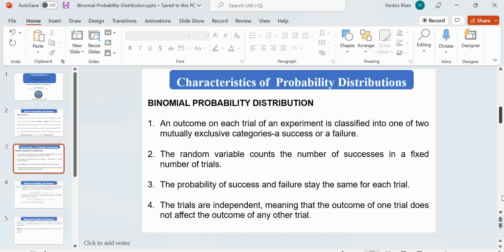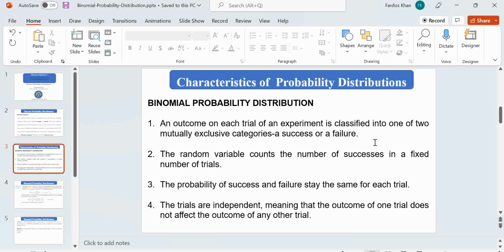These are some characteristics of the binomial probability distribution. I will explain each of them one by one, and if you find these characteristics in any problem, you can solve that problem by using the binomial probability distribution. We will explain later how we can apply the binomial probability distribution.